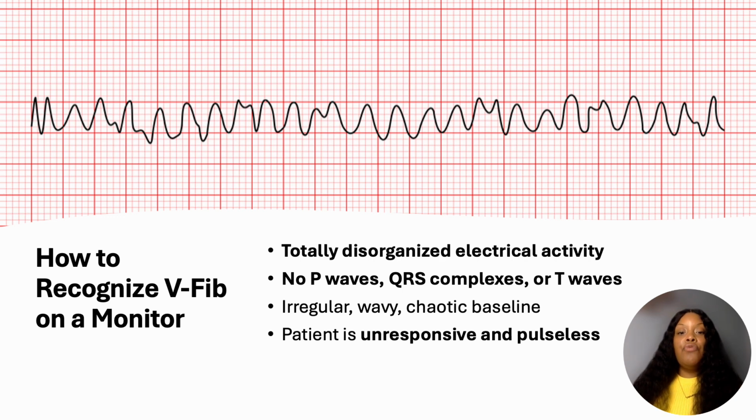It's going to be irregular. It will be wavy, and it's going to be a chaotic baseline. And the patient is going to be unresponsive and pulseless. Think about it. If a patient is in VFib, they have no cardiac output. So how are they going to be living without cardiac output? That is why it is important to recognize this, you guys, and it is important to recognize this ASAP.